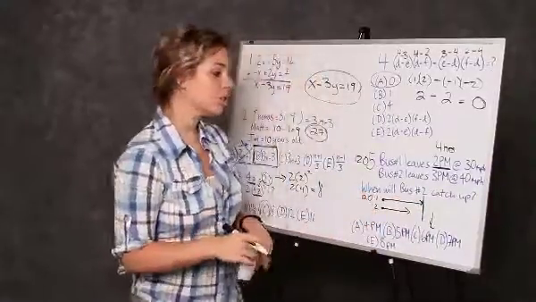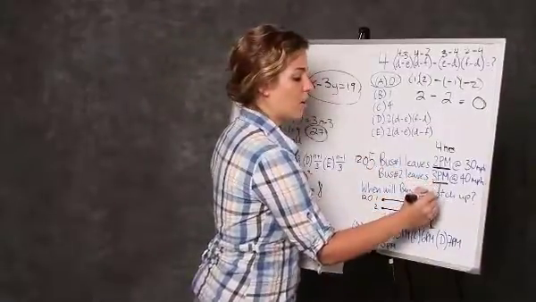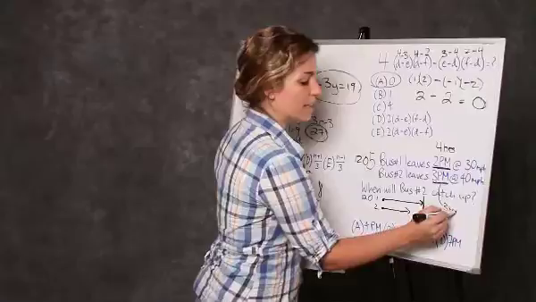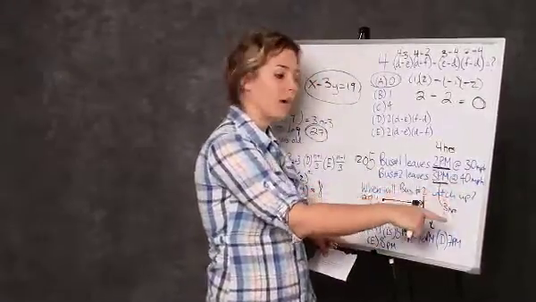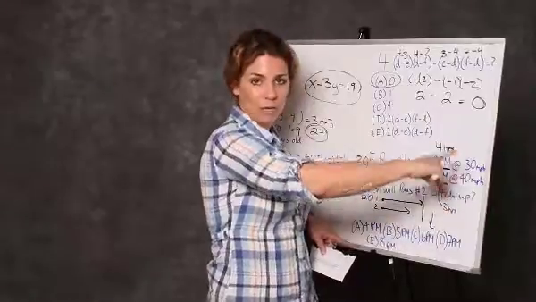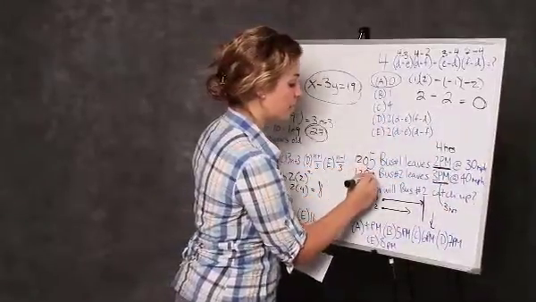Now bus number 2 at 6 p.m. will only have been traveling for 3 hours because it left at 3 p.m., but it's traveling at 40 miles per hour. So 3 hours at 40 miles per hour is going to also be 120 miles.